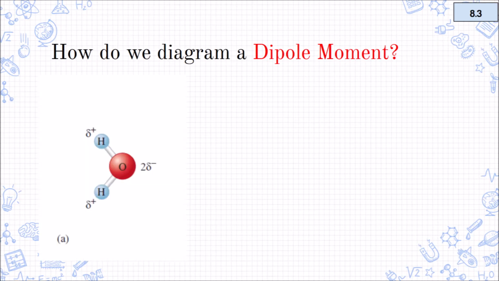The first way is just to indicate with the deltas which ends are positive and which ends are negative. Looking at the electronegativity charts, we see that oxygen is more electronegative than hydrogen. Thus, it has the electrons for more time and is generally more negative than the hydrogens. We see a negative delta on the oxygen end and positive deltas on the hydrogen ends. Note that the sum of the charges is zero. The molecule itself does not have a charge.